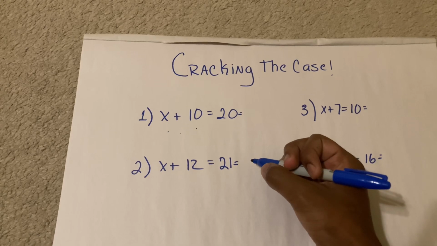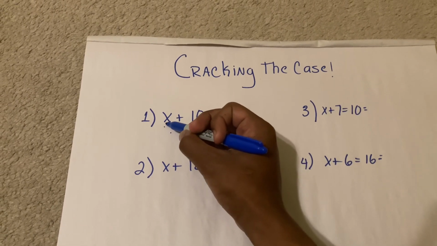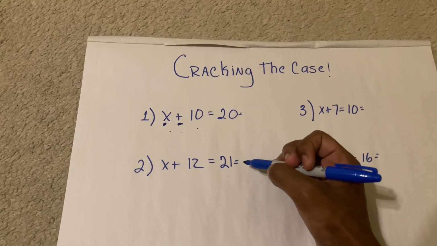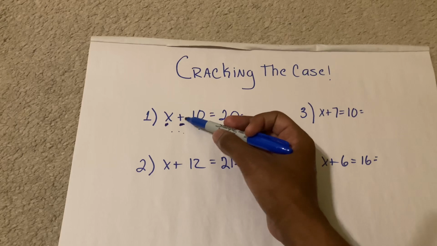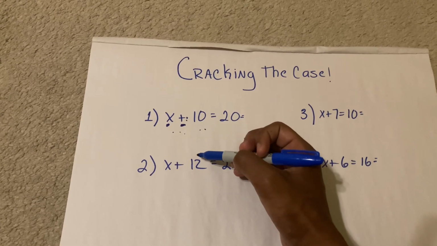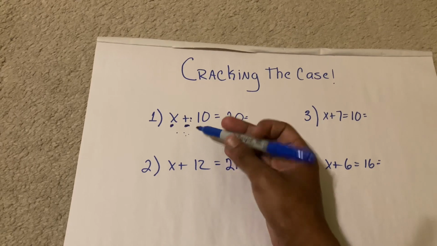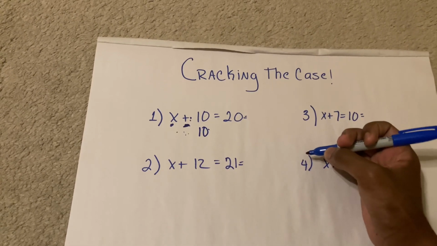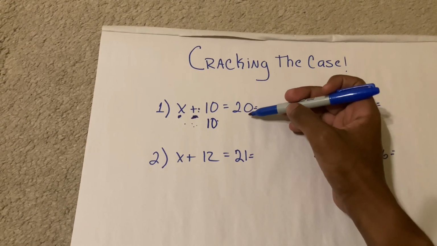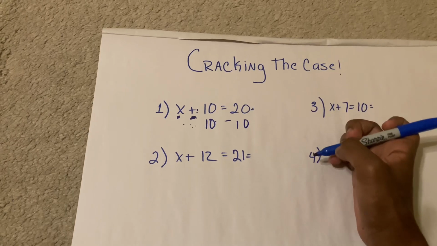Well, the first thing we have to do is look at the plus sign here. We've got to get x by itself somehow. The only way to get x by itself is to do the opposite of the plus 10. So what is the opposite of plus 10? It's minus 10. So we're going to do minus 10 on one side. Now what you do to one side, you have to do to the other. So we're going to go minus 10 here as well.